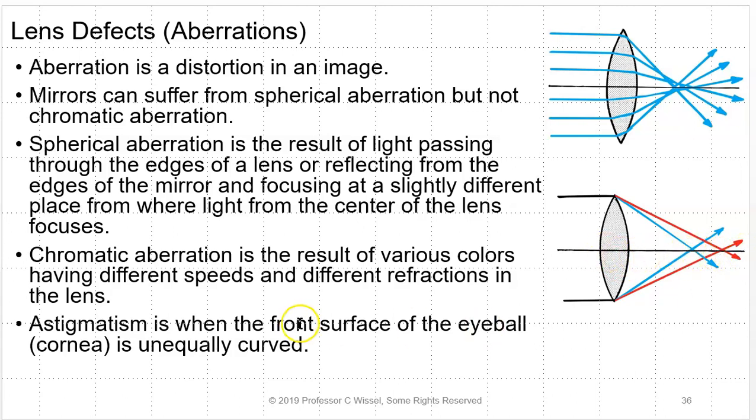Now, astigmatism occurs when the front surface of the eyeball, or cornea, is unevenly curved, and that ends up giving you blurry vision. So it's sort of like if this didn't have a nice spherical refracting surface, maybe it's got some dings in it and gouges, and it's not a nice smooth surface.